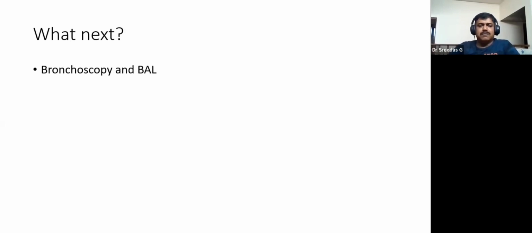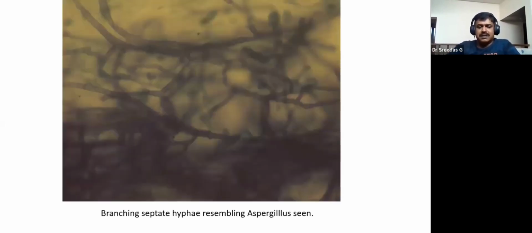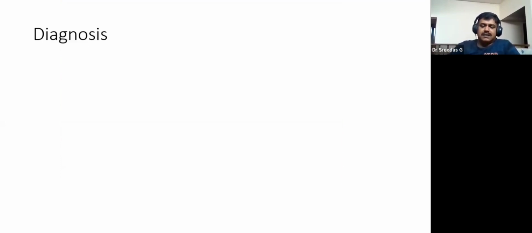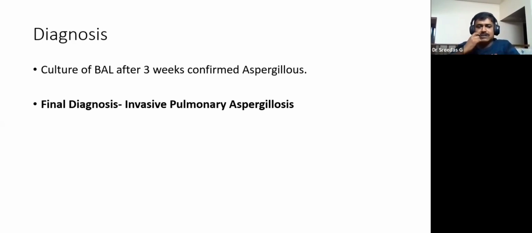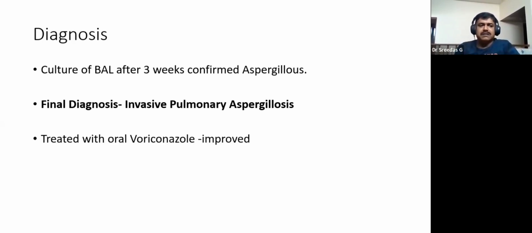We went ahead with the bronchoscopy and the bronchoalveolar lavage, and that showed branching septate hyphae resembling aspergillosis. The bronchoalveolar lavage sample was sent for culture, which grew Aspergillus over a period of 3 weeks. So the final diagnosis was invasive pulmonary aspergillosis, and he was treated with oral voriconazole and improved.